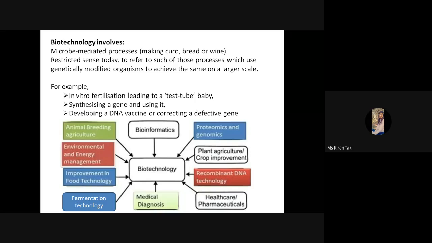But in restricted sense, all the processes that are involved in the genetically modified organisms come under biotechnology, like in vitro fertilization that leads to the formation of the test tube baby, synthesizing a gene and using it, developing a DNA vaccine, or correcting a defective gene, and various other fields where biotechnology is used, that are animal breeding, agriculture, bioinformatics, proteomics and genomics, plants agriculture or crop improvements, recombinant DNA technology, healthcare or pharmaceuticals, medical diagnosis, fermentation technology, improvement in food technology, environmental and energy management, etc.